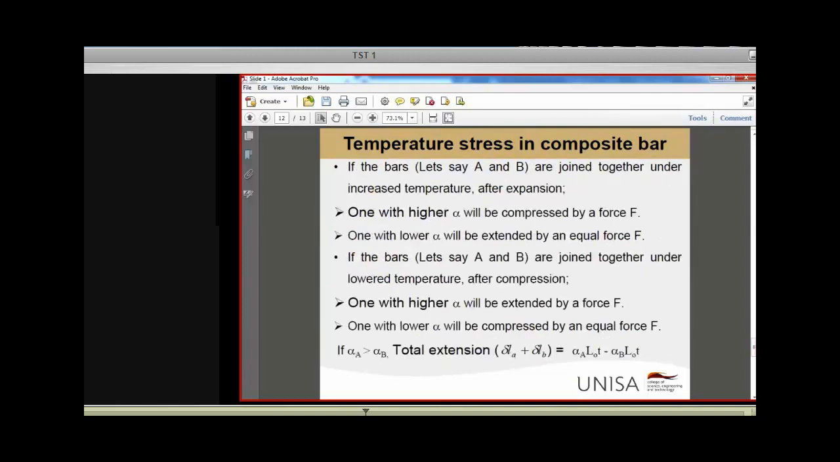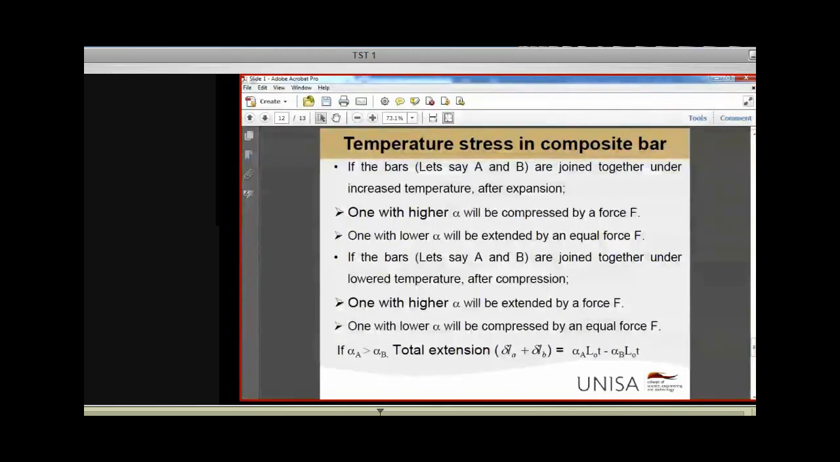under increased temperature, for example, the bar with the higher coefficient of thermal expansion will extend more originally, and the one with the lower coefficient of thermal expansion will extend, but not to the extent of the one with the higher one. Now, because they are joined together, there is no way the deformation can be separated. So what happens internally is that the one with the higher coefficient of thermal expansion has a tendency to extend more.